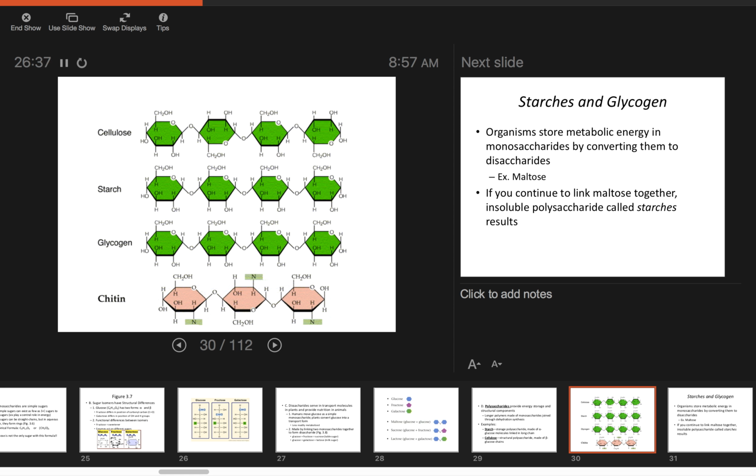Okay, starch. Take a look at this. What do you notice about starch? They're not flipped, okay? They're just boom, boom, boom, boom, okay?